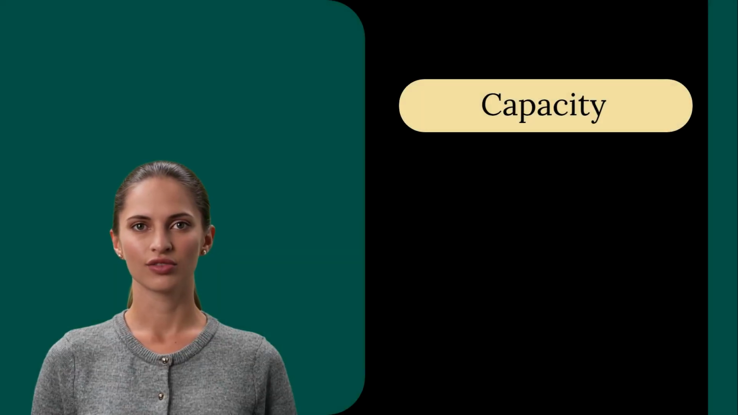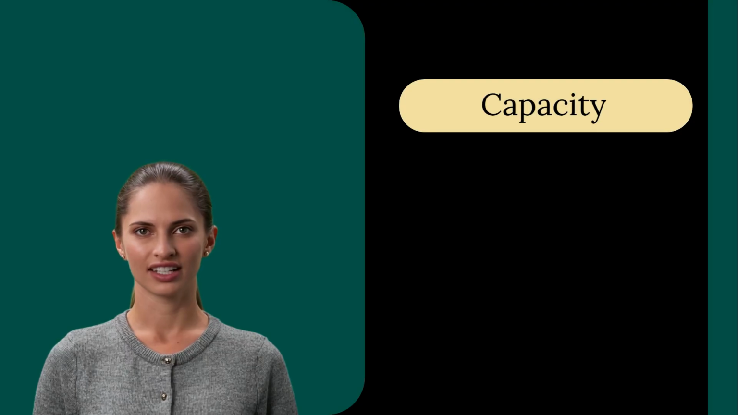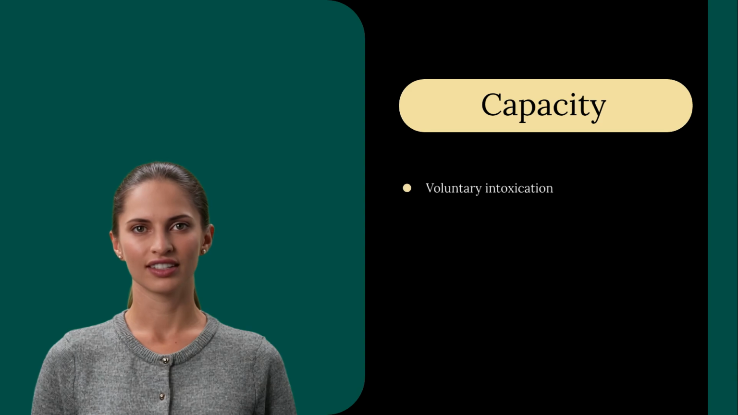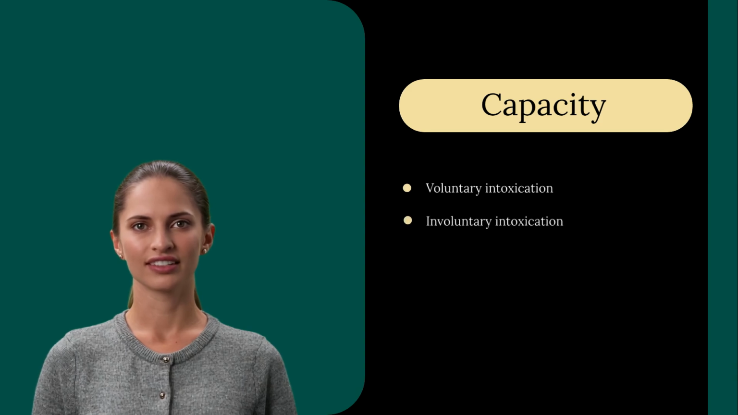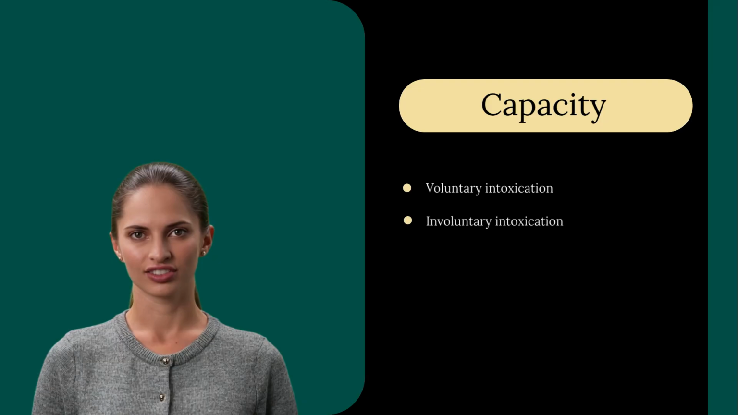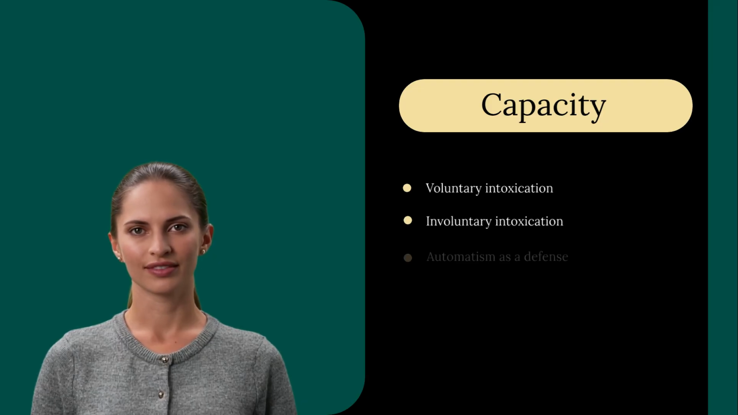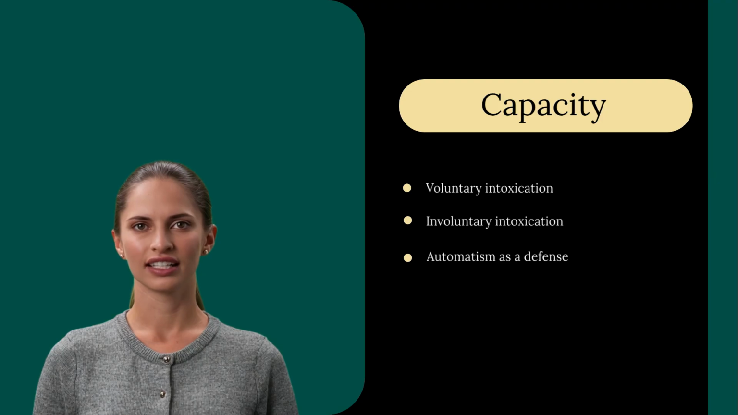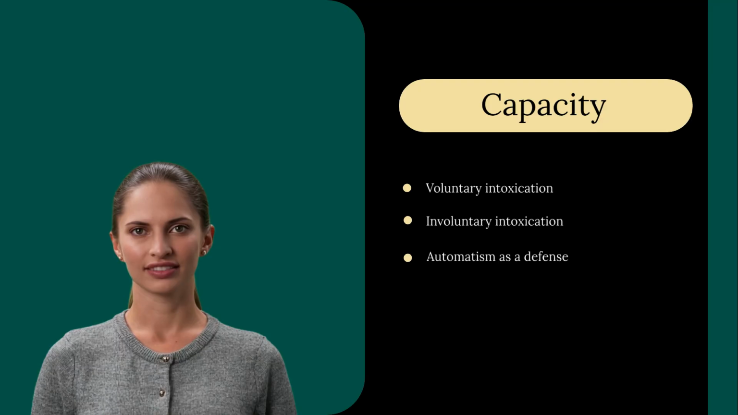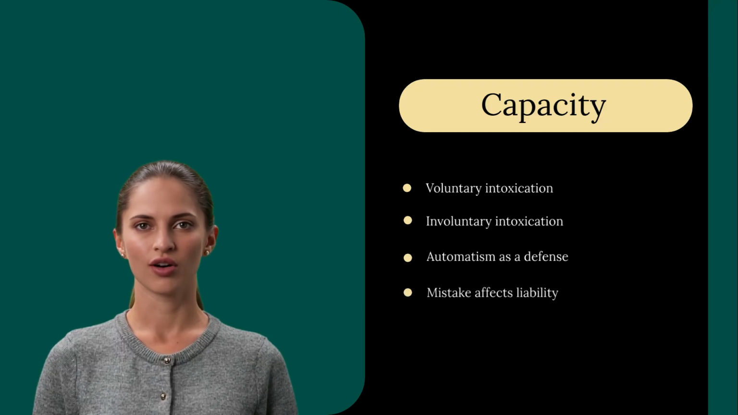Capacity defenses include voluntary and involuntary intoxication. Automatism and mistake are also considered. These defenses focus on the defendant's capacity to understand their actions. For example, intoxication by legal or illegal substances affects liability. Automatism involves acts done without conscious control.